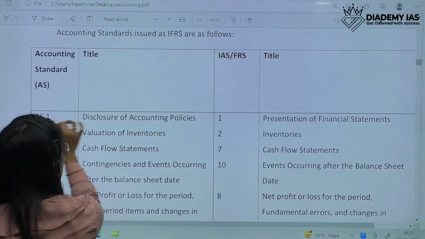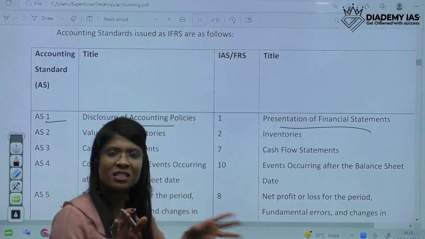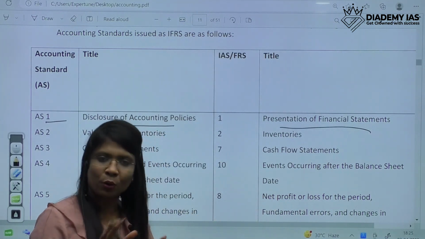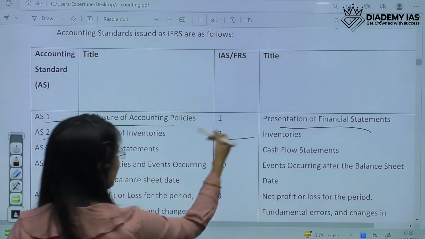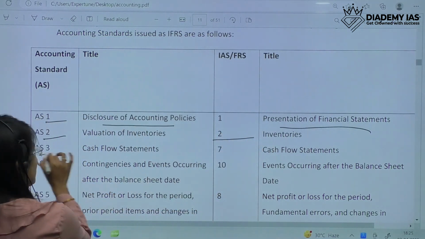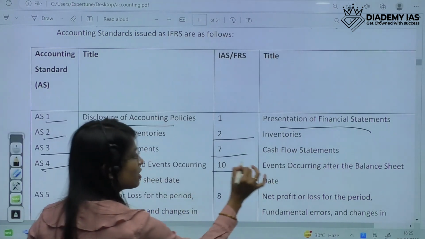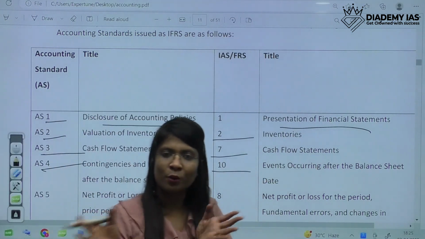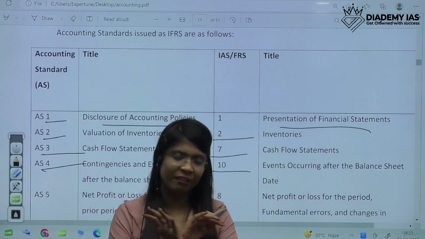Like AS 1 is disclosure of accounting policies, and similarly Ind AS 1 is presentation of financial statements. They are somewhat similar, more or less on similar terms. Then AS 2 is inventory, Ind AS 2 is inventory. AS 3 is cash flow, Ind AS 7 is cash flow. AS 4 is contingencies, Ind AS 10 is contingencies. So they are somewhat comparable. You just have to remember the numbers. Please do that because it's very, very important.